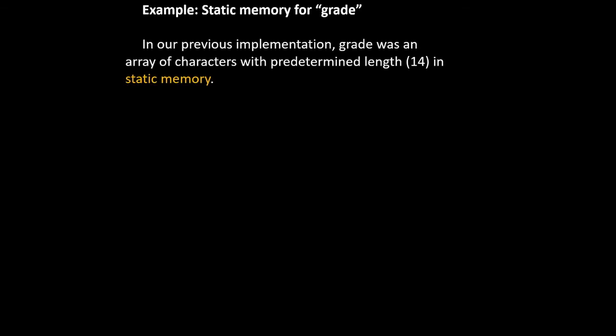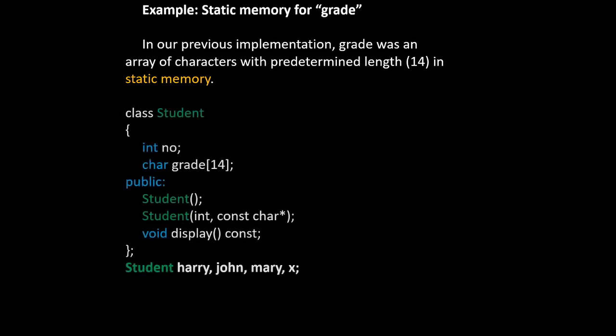So if we look at an example, static memory for grade. In the previous implementation, grade was an array of characters with predetermined length 14. I may have had that set to 4 or 14. It doesn't really matter for what we're doing. So our class looked a lot like this. It was a student number and their grade. We had a no argument constructor, we had a 2-argument constructor, and then we were just displaying. And you see at the bottom we're instantiating Harry, John, Mary, and X.